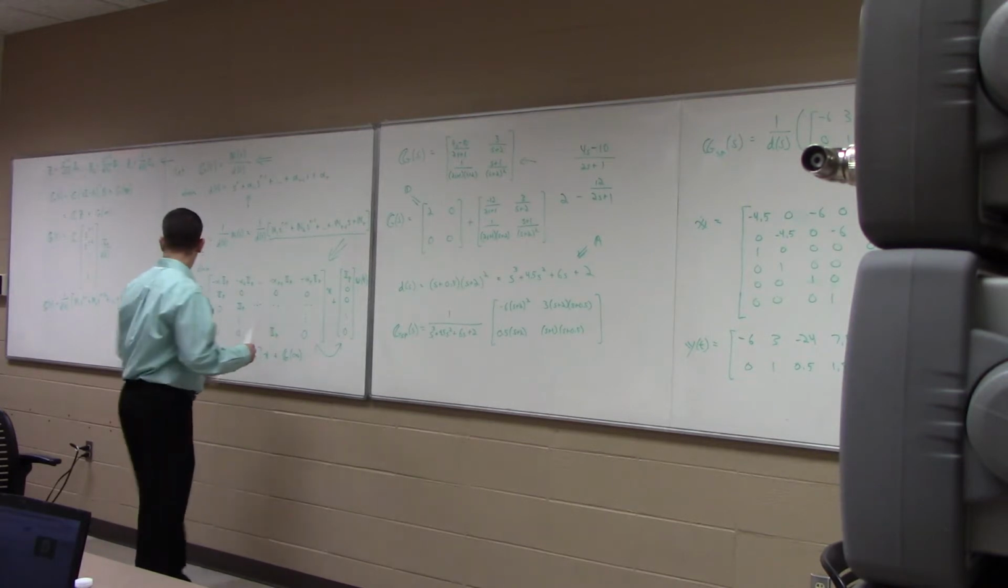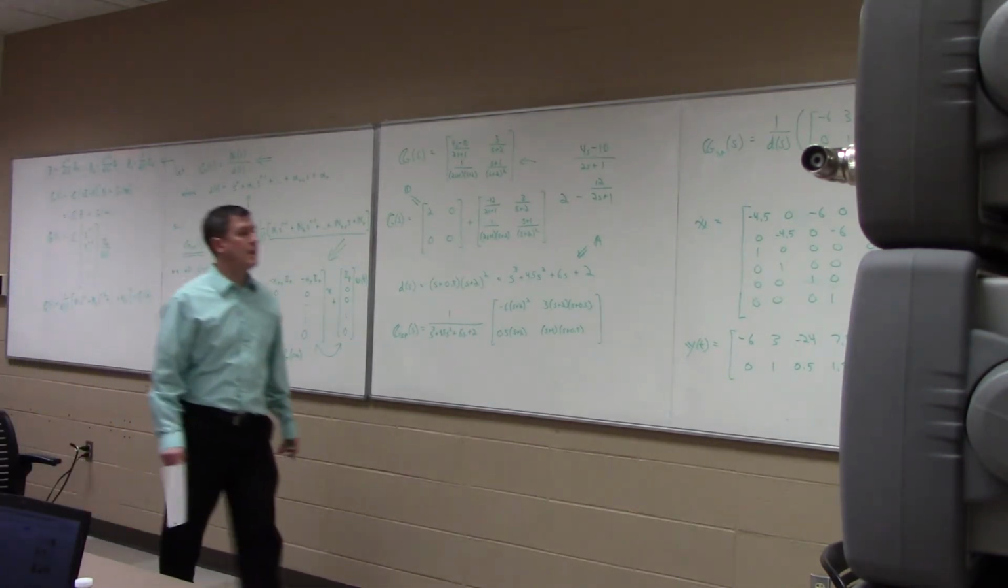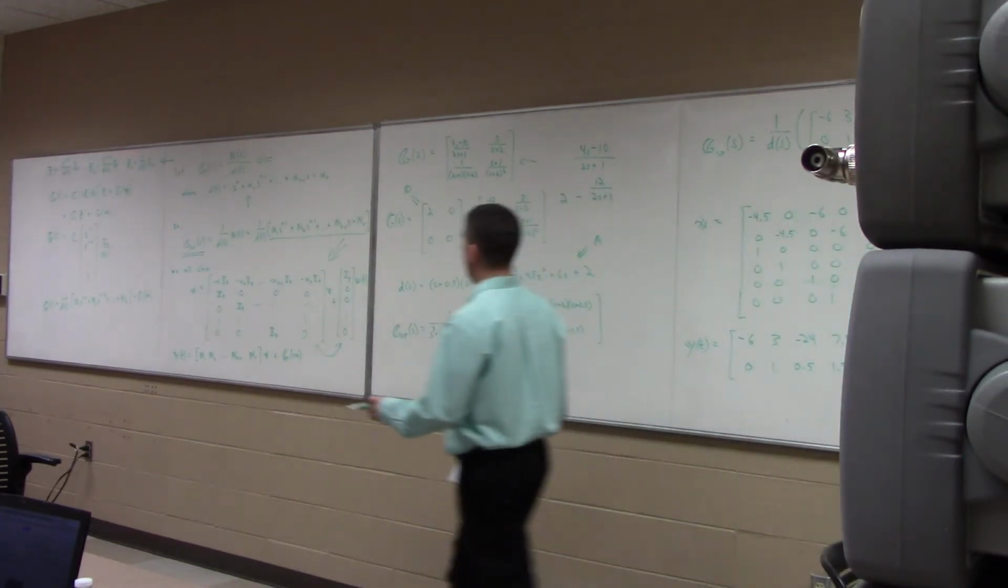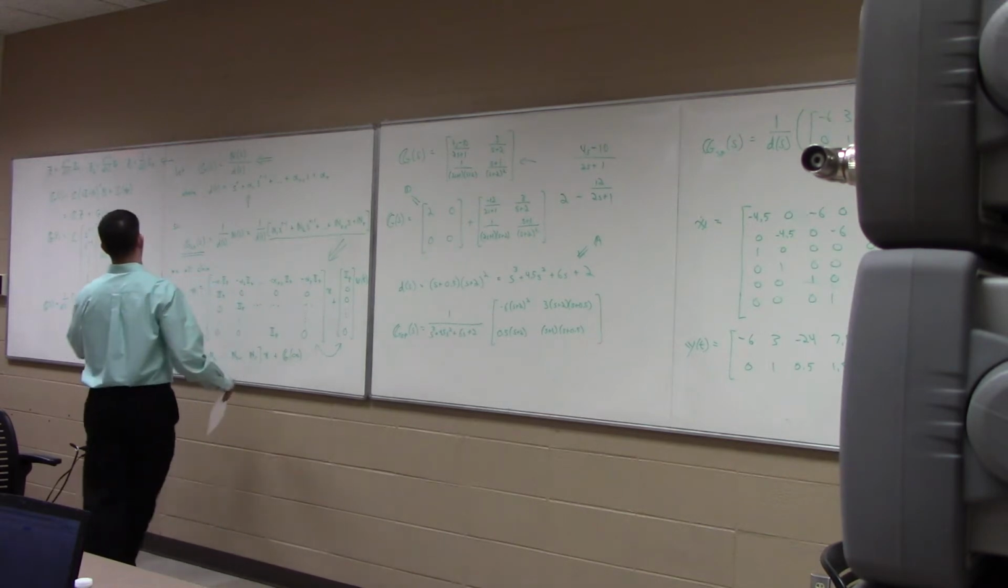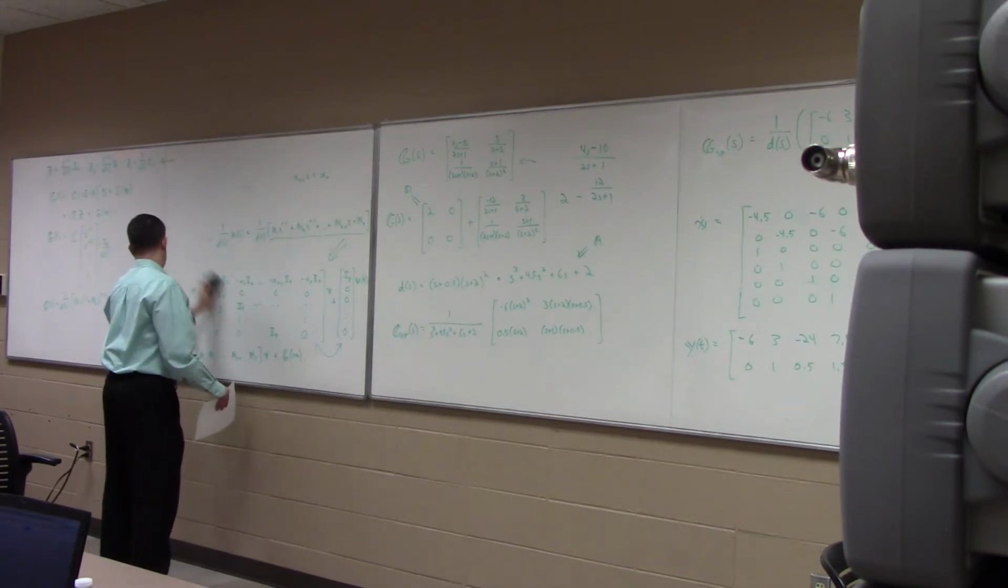And it makes things even easier if I only have a single input system. If I have a single input system, then all those identity matrices just become scalars.